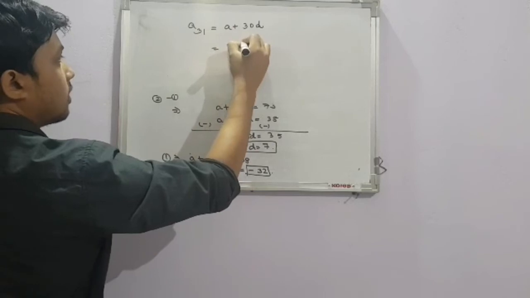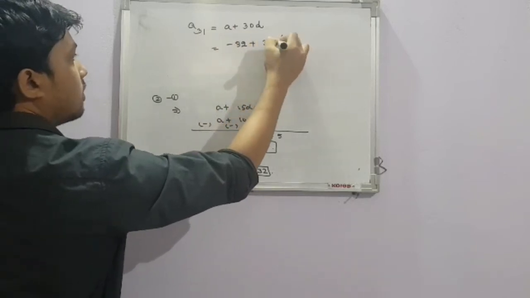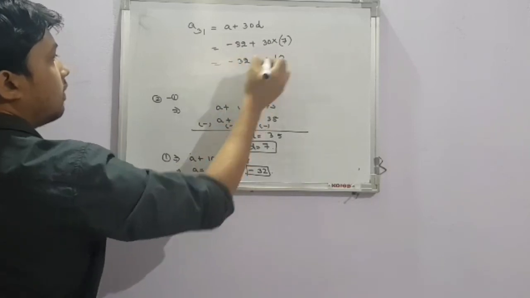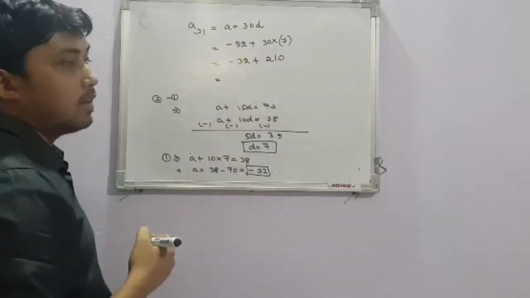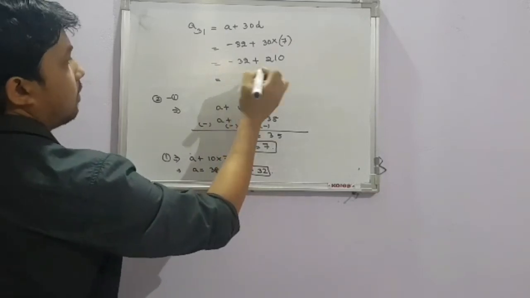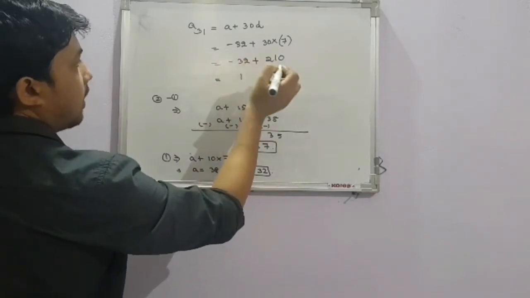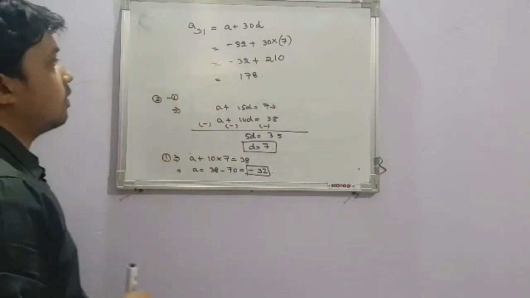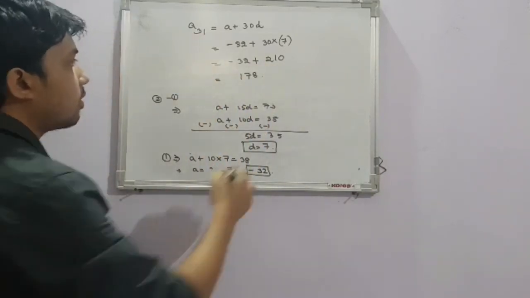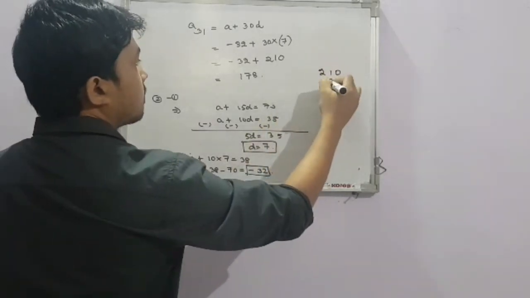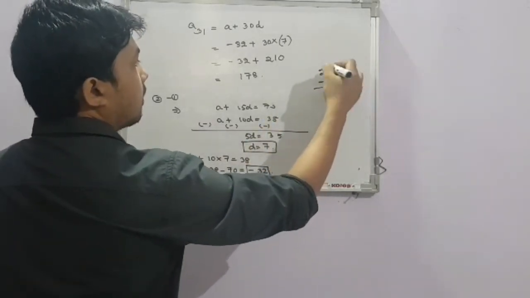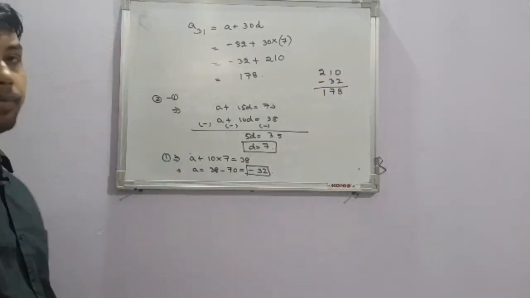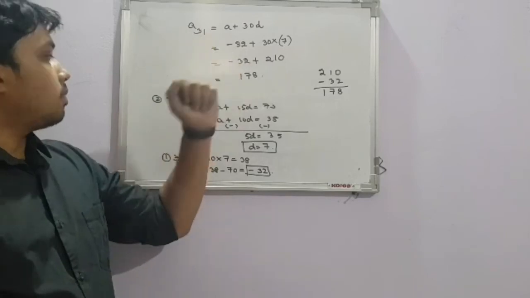So your a is minus 32 and your d is 7. So minus 32 plus 210. You can subtract, obviously, 210 minus 32, and this will give you 178, right? So the 31st term is 178.